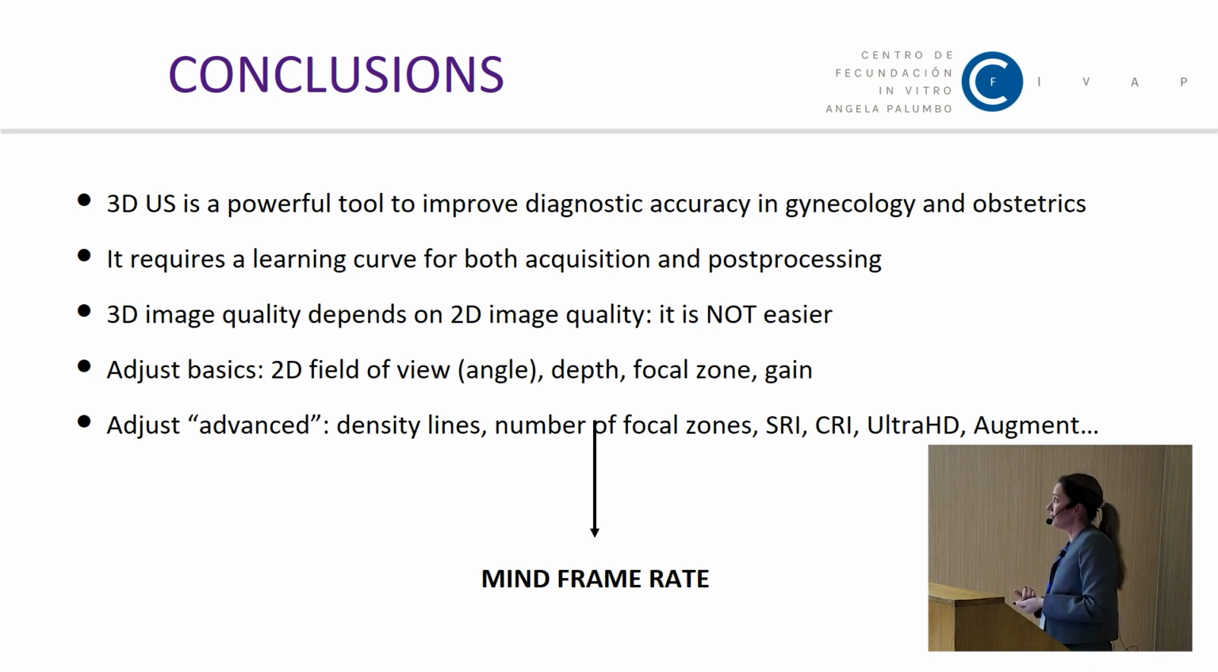In difficult cases, remember that there are other parameters that you can modify, like the density lines, use the SRI, cross-beam imaging, and all of them. And always mind the frame rate, more so when you are studying moving structures.